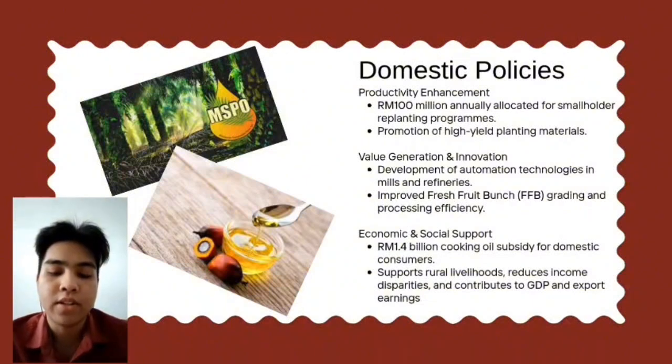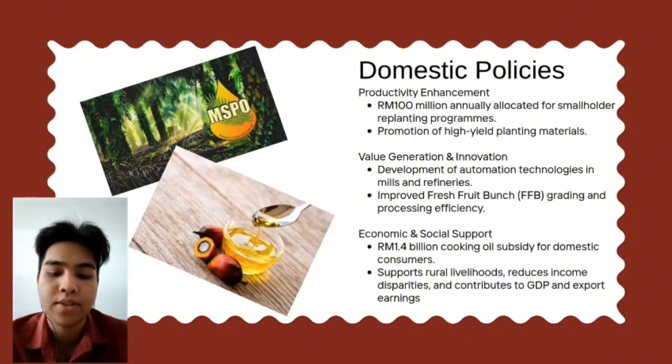Productivity enhancement: 100,000 million annually allocated for the smallholder replanting program. It also promotes higher yield planting material and value generation and innovation, which is the development of automation technology in mills and refineries. TMFB grading and processing efficiency.